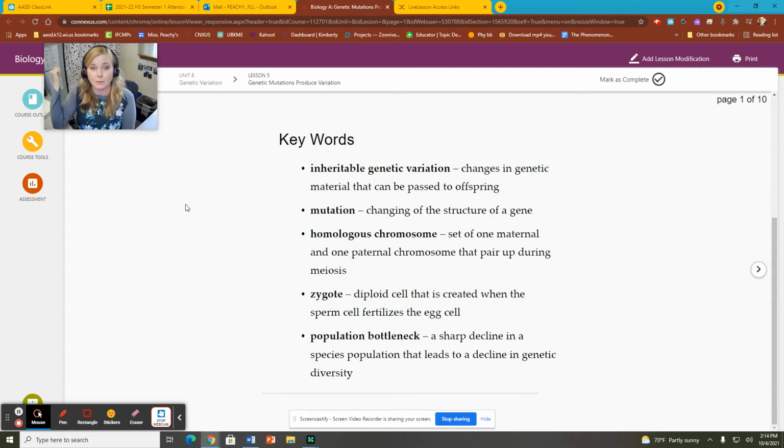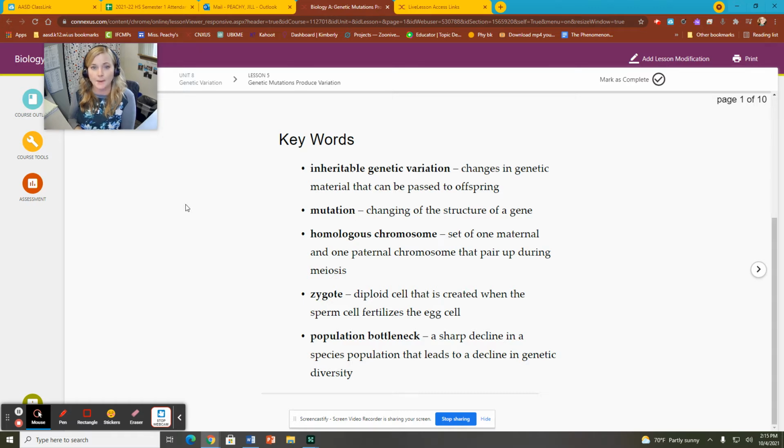So where do those mutations happen? Well, they can happen in multiple places. They can happen as a result of changes in meiosis, right? Or they can happen due to environmental effects as well.